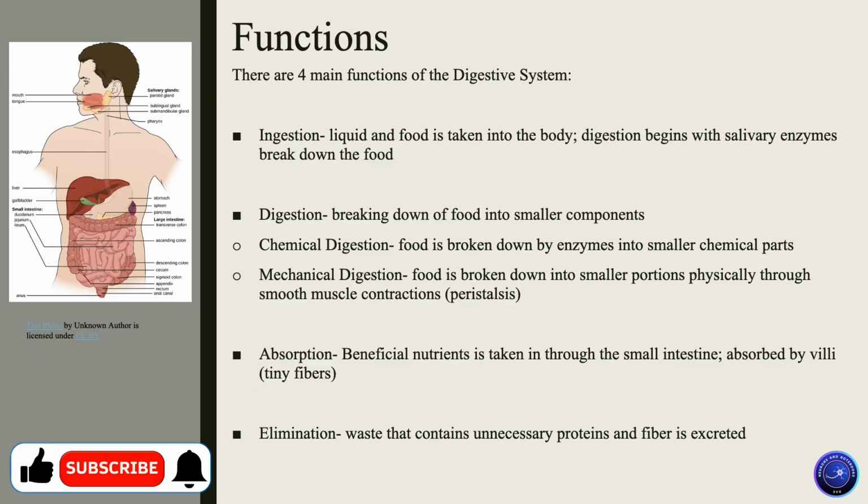Then we have absorption. This is when nutrients are taken in through the small intestine and absorbed by the villi, or the tiny fibers that help to take in nutrients. And it's always important to remember the small intestine is the main site for nutrient absorption. And then finally, we have elimination. This is when waste that contains proteins or fibers that we don't need is excreted.